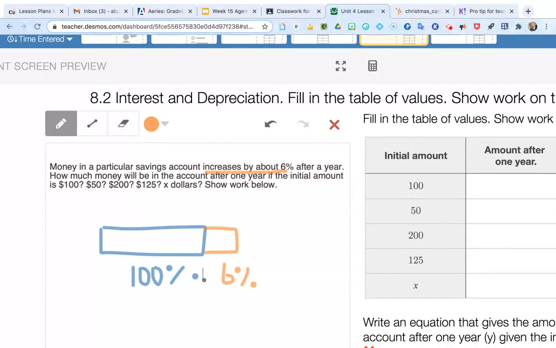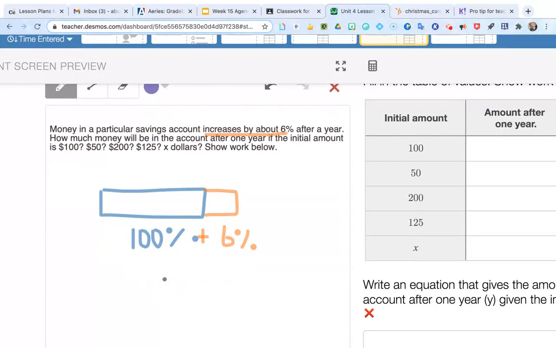I don't add the percent with the money because those are two different things. So I can only add things that are alike. So percents with percents. What is my total percent? Well, it's 106%. So I'm trying to find 106% of the initial amount. And then how much money in the account after 1 year? It was 100, 50, 200, 125, and X. So different values. So these are all different problems. That's why you have a table.